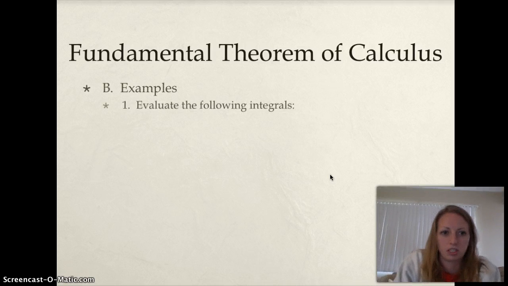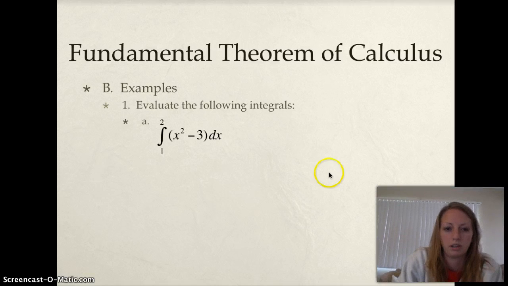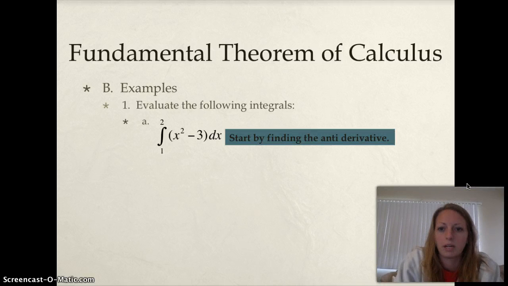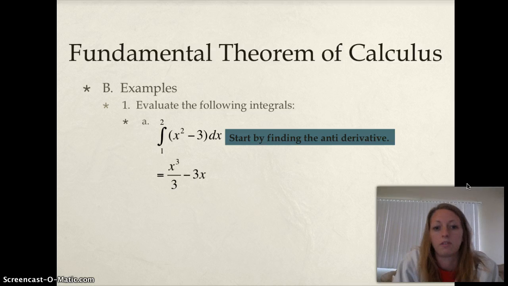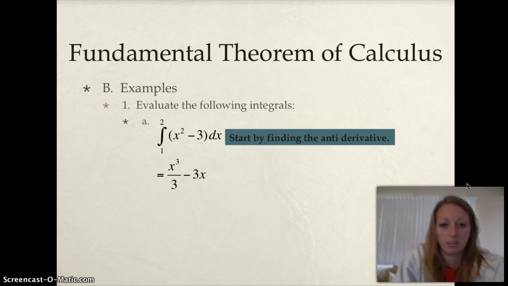So examples, we're just going to jump right in. Evaluate the following integrals. The first one says we're integrating from 1 to 2 the function x squared minus 3. Again, we're going to start by taking the antiderivative, how you've always started. The antiderivative of x squared minus 3 is x cubed over 3 minus 3x. Notice I do not have a plus C on the end.